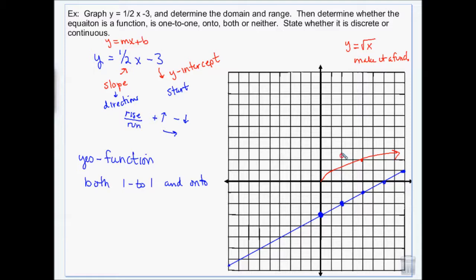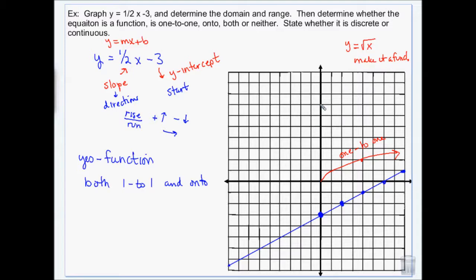And so this would be 1 to 1, but not onto, because I'm not getting any of the negative x's. I'm not getting any of the negative y's. Does that make sense? Okay. If I don't force it to be a function, it comes down like this. So we can limit the graph and make it a function.